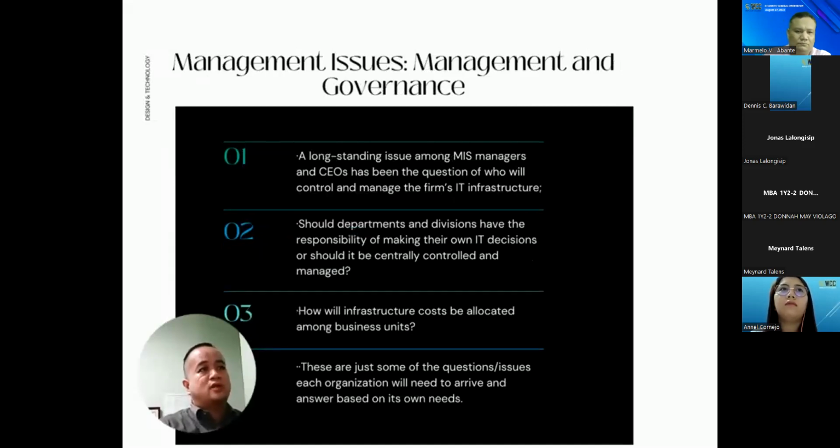What are the management issues regarding management and governance? A long-standing issue among MIS managers and CEOs has been the question of who will control and manage the firm's IT infrastructure. Should departments and divisions have the responsibility of making their own IT decisions, or should it be centrally controlled and managed? How will infrastructure costs be allocated among business units? These are just some of the questions and issues each organization will need to arrive at and answer based on its own needs.